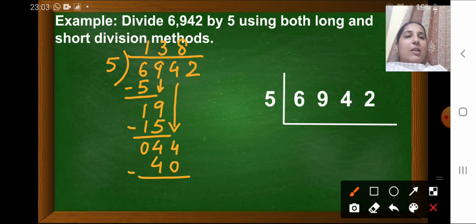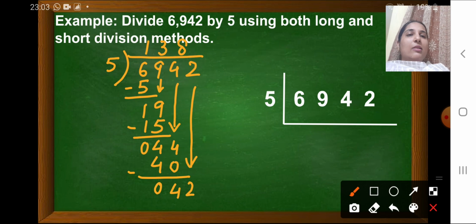Now 4 minus 0, 4 here, and 4 minus 4, 0. Now we will bring down the next digit from the dividend, which is 2 here. So we will write it here. Now again 5 7s are 35, 5 8s are 40, 5 9s are 45. So 5 9s are 45 will be more. So how many times? Again 5 8s are 40. That we will write just below that, and we will subtract. So what we will get? We will get 2 as remainder here.